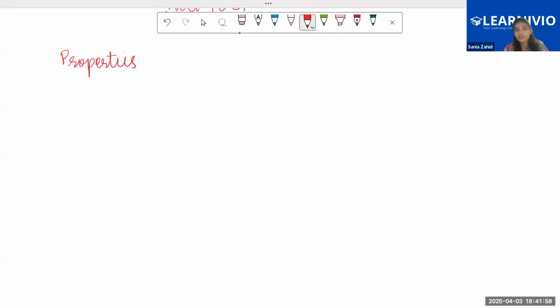Let me just check in your syllabus what all properties you have. You have the closure property. Then you have the commutative law. You have associative and the distributive. Okay, fine. So the first property that is there in your syllabus is the closure property. Now, do you know what is the meaning of closure property?